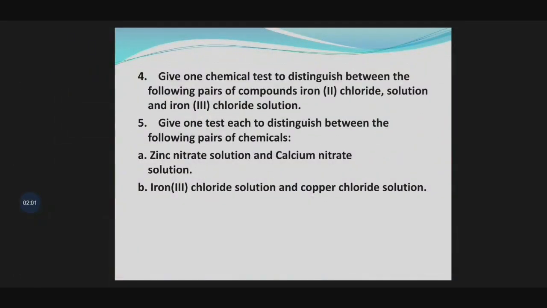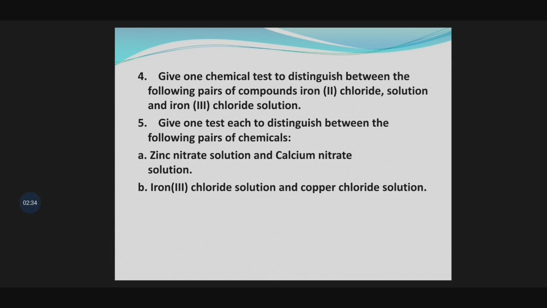Then question number 4, give one chemical test to distinguish between the following pair of compounds. Number 1 is iron 2 chloride and number 2 is iron 3 chloride. What will be that answer? Take both the given solutions in 2 test tubes and add dropwise any alkali, that may be sodium hydroxide or ammonium hydroxide. The one which forms a dirty green precipitate is iron 2 chloride, and the one which forms a reddish brown precipitate is iron 3 chloride. You can mention also that both are insoluble when added in excess.